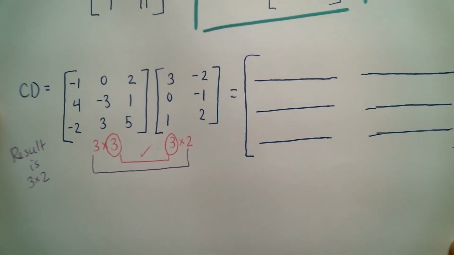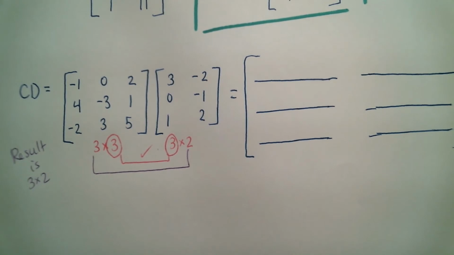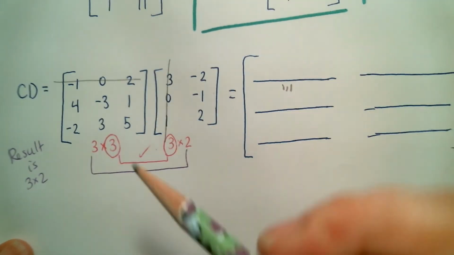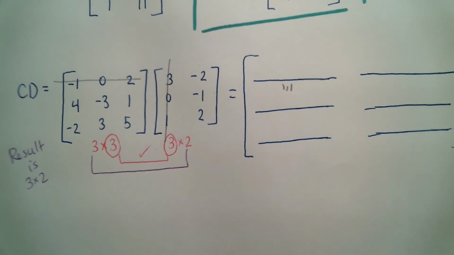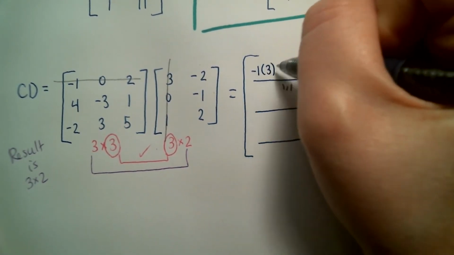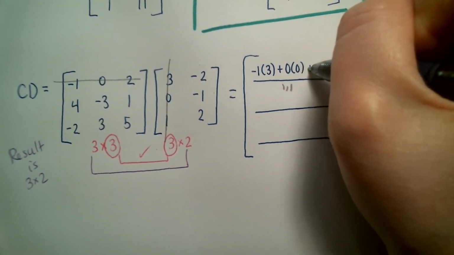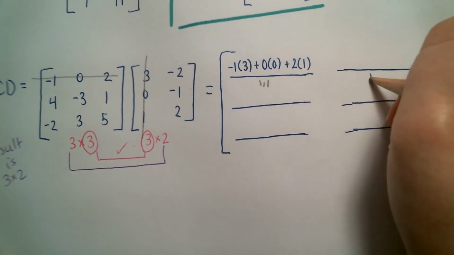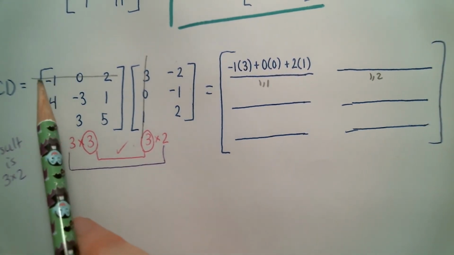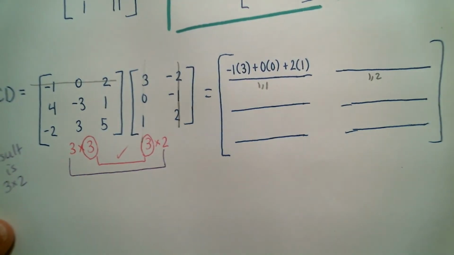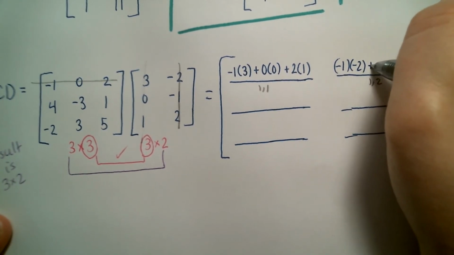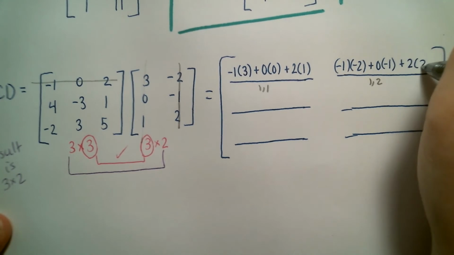So let's start filling in the entries. It's a lot of work for this one. So this is first row, first column. We're going to do the dot product of the first row, first column. So multiply corresponding entries together, add them all up. So this is going to be -1 times 3 plus 0 times 0 plus 2 times 1. Then moving on, this is going to be the first row, second column. So now we need to do the dot product of the first row, second column. So this is going to be -1 times -2 plus 0 times negative 1 plus 2 times 2.